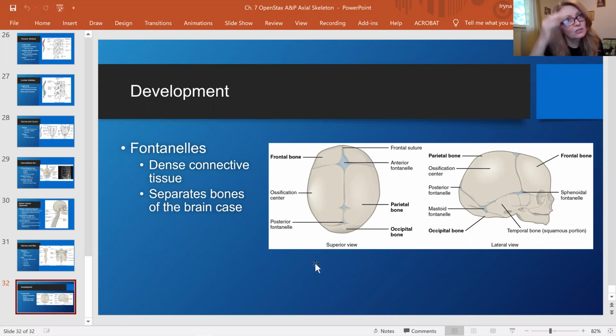We call them soft spots, right? If you have a baby, you can touch here, and you will feel that's a soft spot. That's why you need to be really careful with your baby, because that's just a membrane covering the brain, not that much protection, but it will ossify and it will close up.